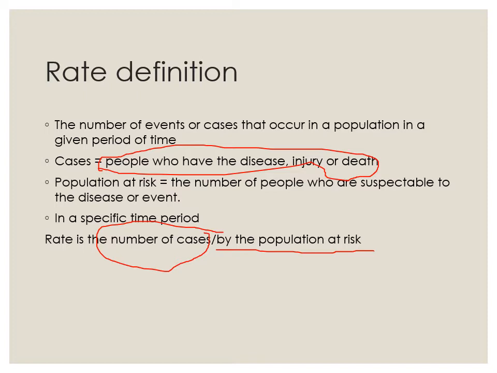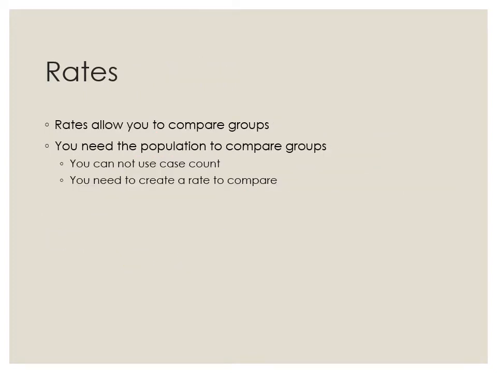if you could think about it, you have 5 people who are sick, and you divide it by the population at risk. Let's say 5,000 people in that population. You divide it, you get the decimal, it becomes a rate, okay? Now, rates are really important to compare groups. You cannot compare groups simply by the case count, like how many people are sick. You need to create a rate to consider the population.